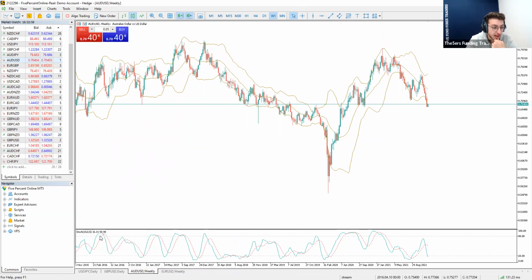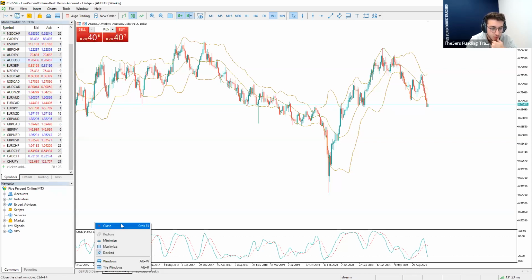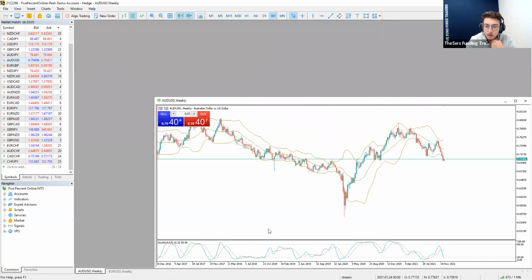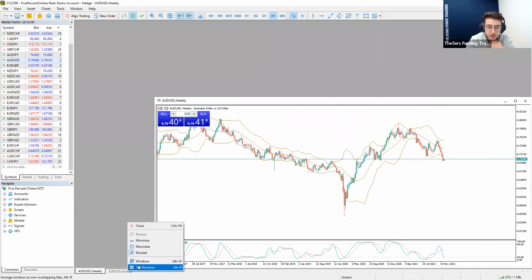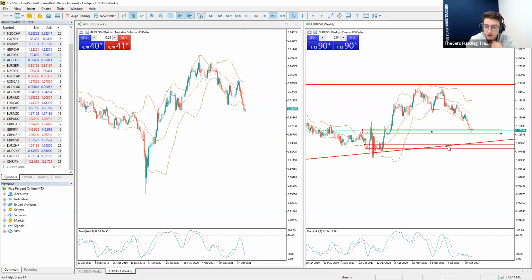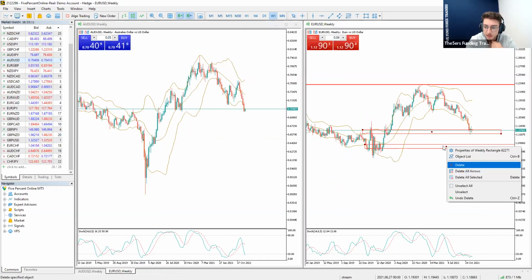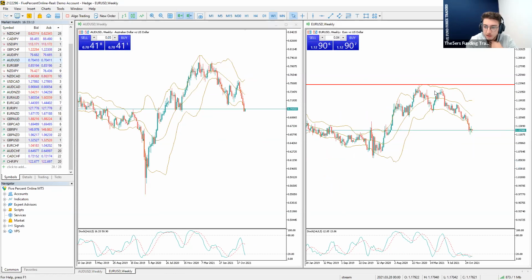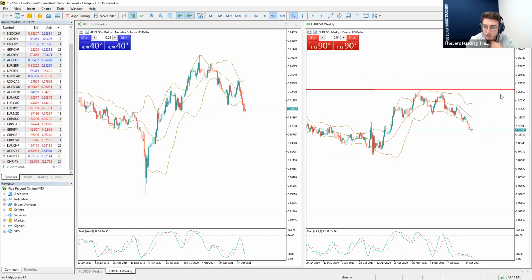GBP USD, yeah, the pound. I will talk on the pound just after. That's something I wanted to do. So, okay. I want to get rid of all of that. Never mind.